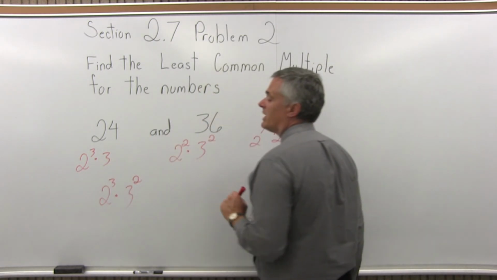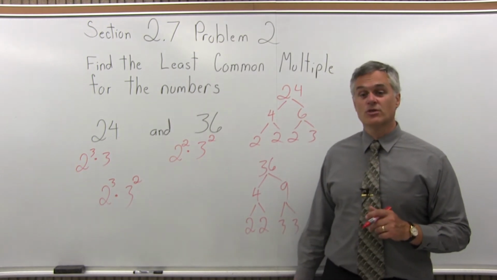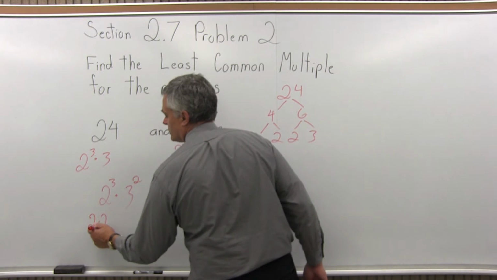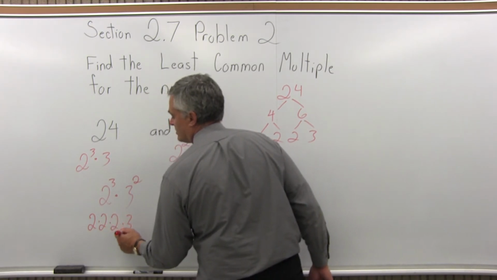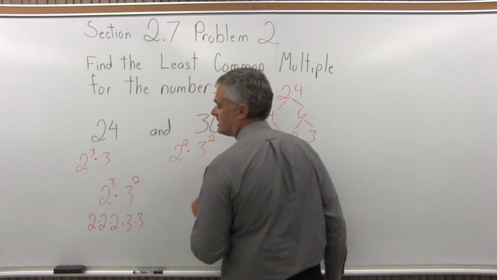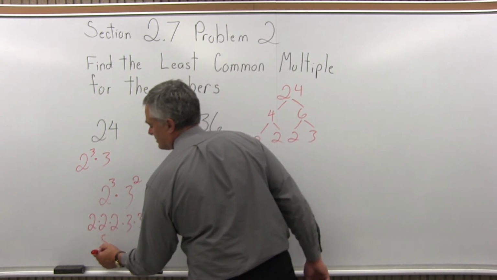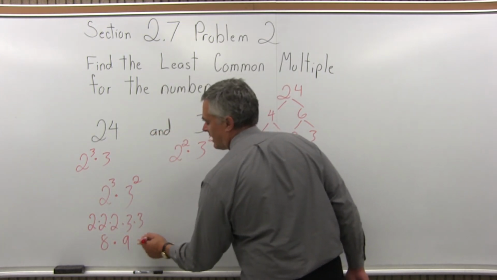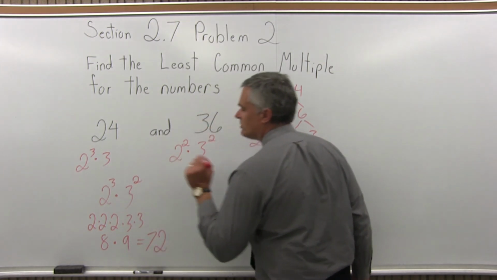And then you multiply those results together. 2 to the third times 3 to the second. So 2 to the third is 2 times 2 times 2. 3 to the second is 3 times 3. And I can see 2 times 2 times 2, that's going to give me an 8. 3 times 3 is 9. 8 times 9, I have a result of 72.